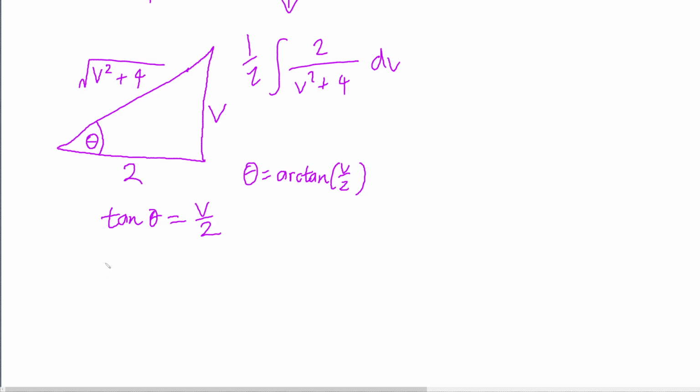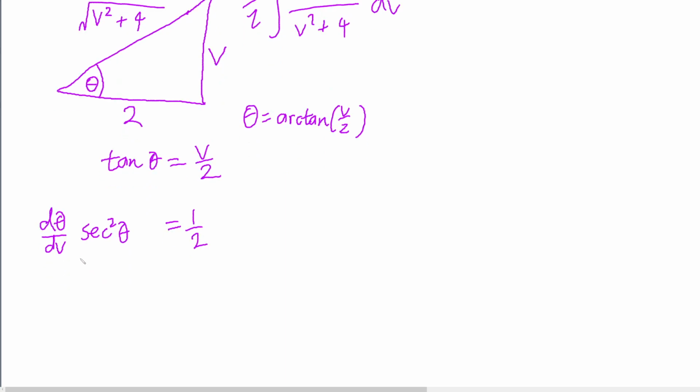If you differentiate with respect to v, this side becomes 1 over 2, whereas this side, through the chain rule, becomes d theta by dv times the differential of tan theta with respect to theta, which is secant squared theta. And that's something you can arrive at through the same method of using the quotient rule as I did to arrive at the differential of secant theta with respect to theta. So d theta by dv times secant squared theta is equal to 1 over 2. Or d theta by dv times 1 over cos squared theta is equal to 1 over 2.